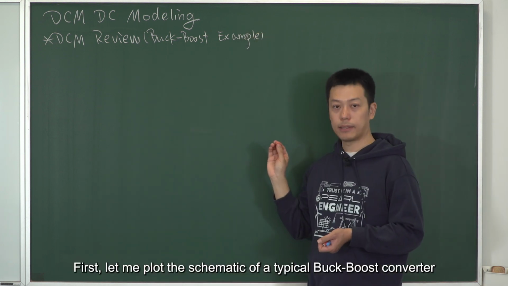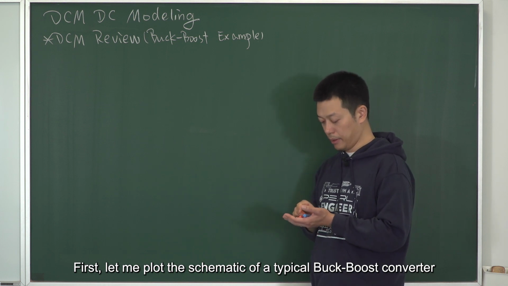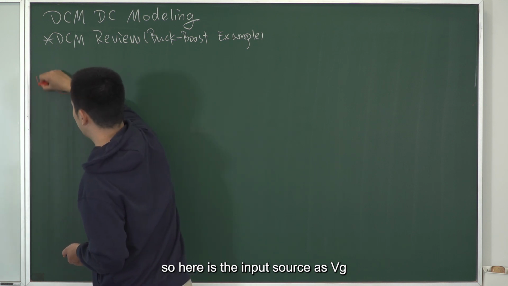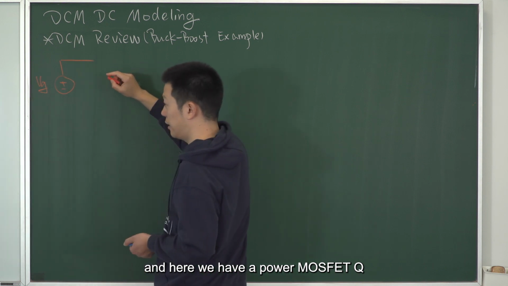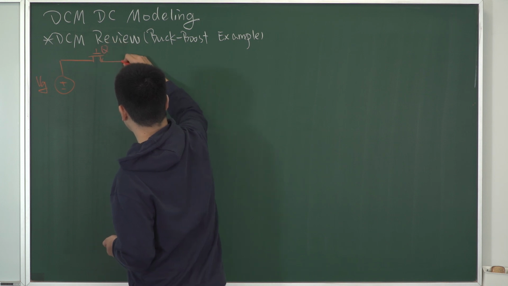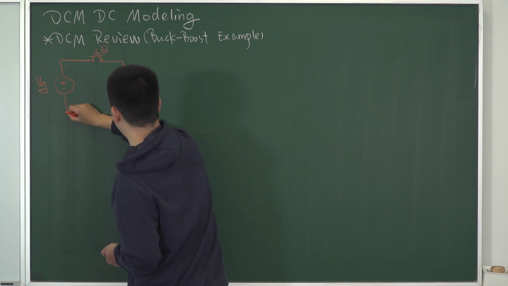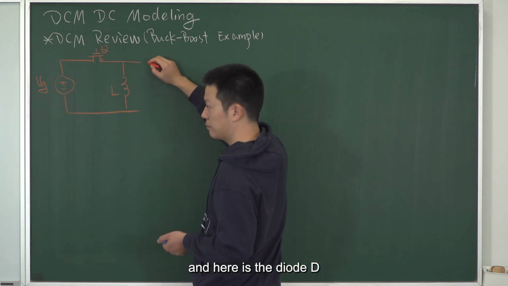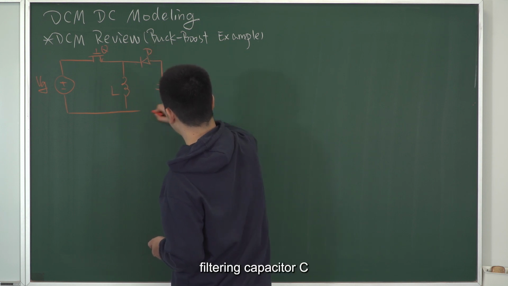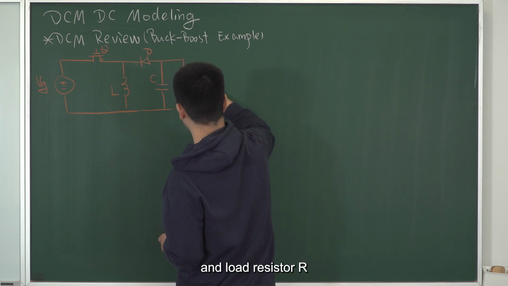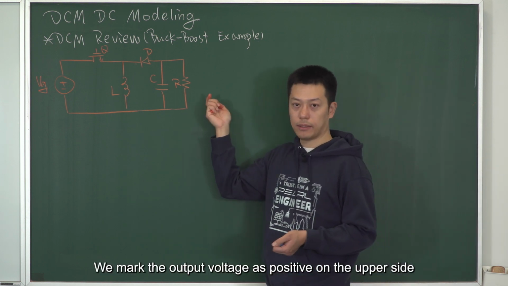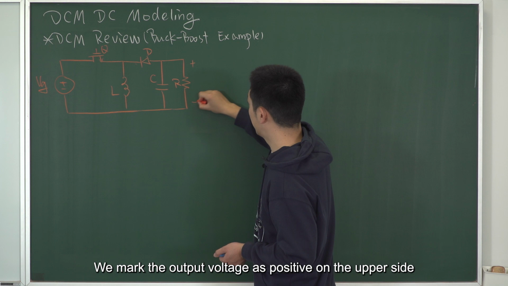First, let me plot the schematic of a typical buck boost converter. Here is the input source as VG. Here we have a power MOSFET, Q, and an inductor, L. Here is the diode, D, the filtering capacitor, C, and the load resistor, R. We marked the output voltage as positive on the upper side.